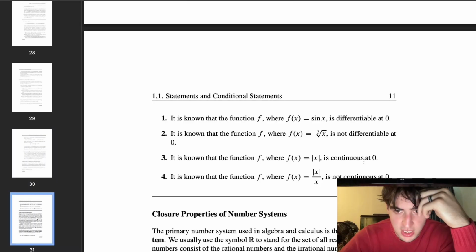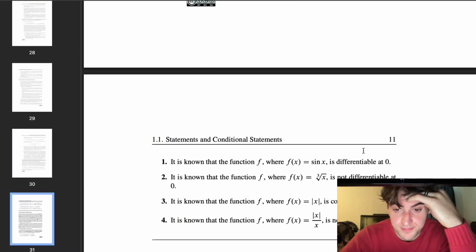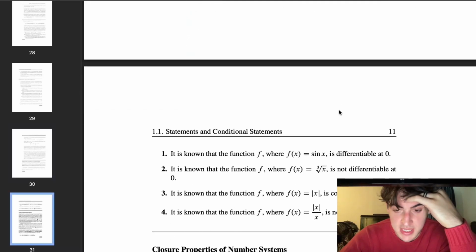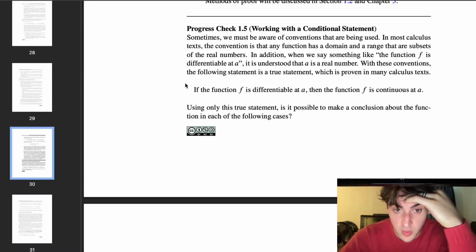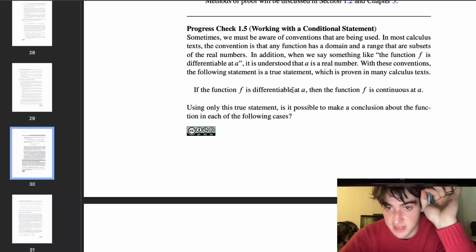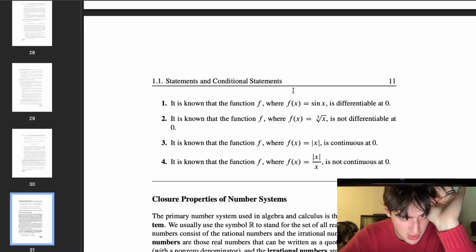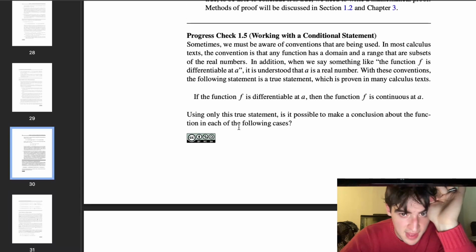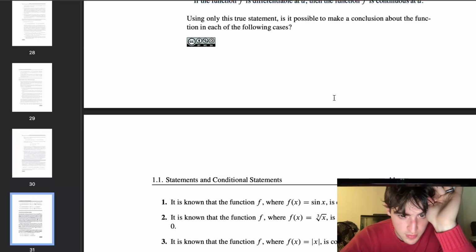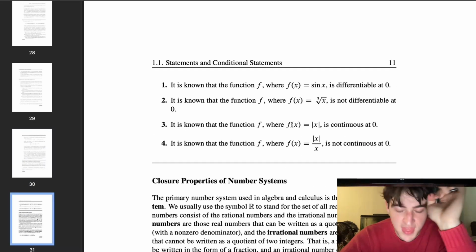Oh wait, but we're talking about continuous. But it also does not make a conclusion about what happens when the function is continuous. The hypothesis only states what happens when f is differentiable at a. So we cannot draw a conclusion, I don't think. But it also does not falsify this truth statement, or that conditional statement.